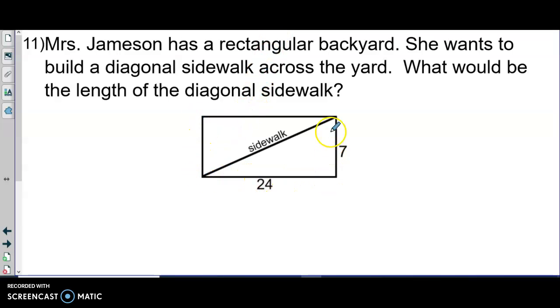I went ahead and drew the rectangular backyard. I labeled where I wanted the sidewalk to be. It's diagonal. And then I know the dimensions, which it didn't tell me here, but it's 24 feet long and 7 feet high or wide.